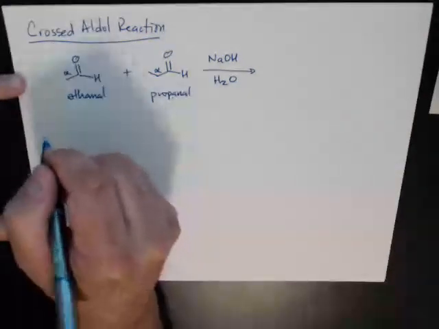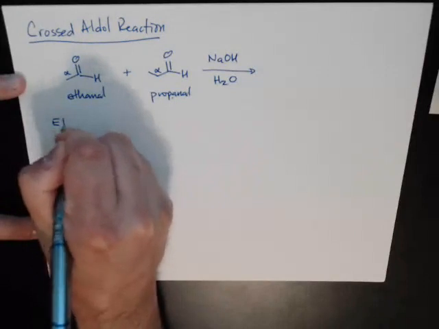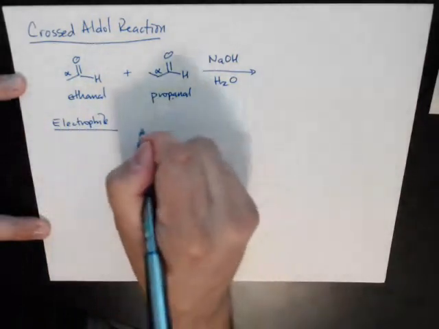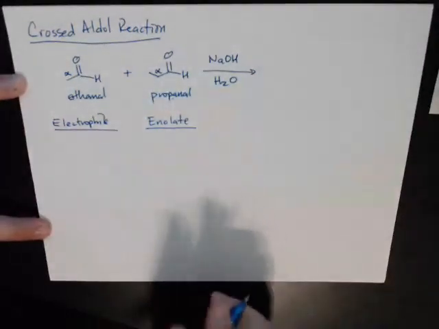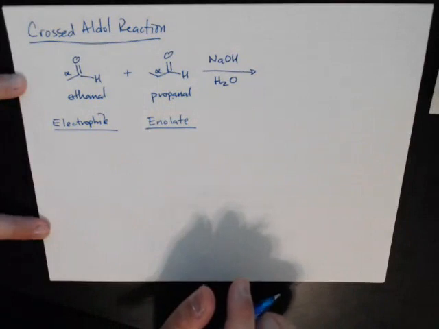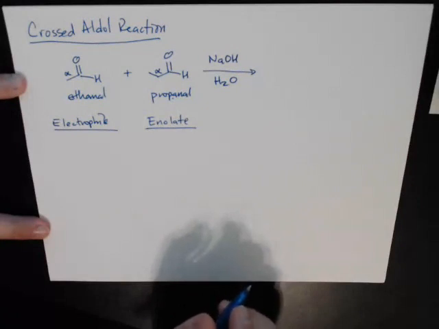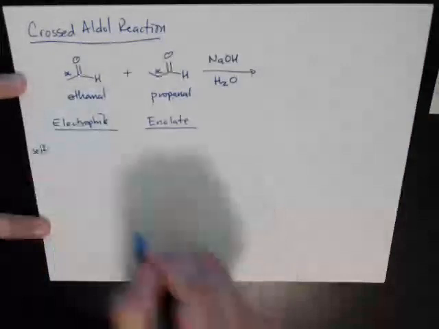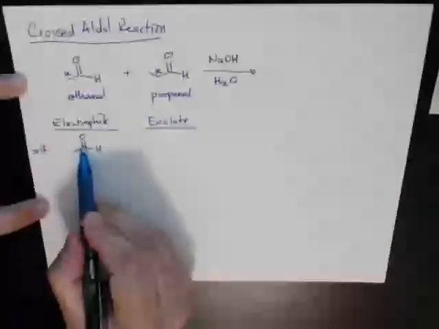So let me put in the first column, I'll write the word electrophile. The second column, I'm going to write the word enolate. And the reason we're doing this is to just keep track of all the products that can form. So let's do the self products first, because those are the most, I think, straightforward. So here I'm going to write self. Then I'm going to use ethanol as the electrophile. So it's acting as the electrophile.